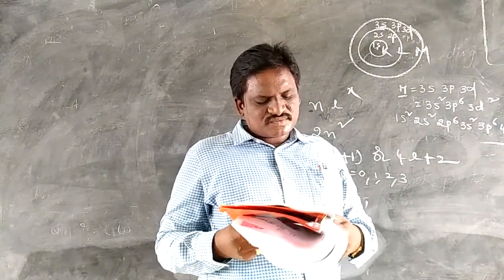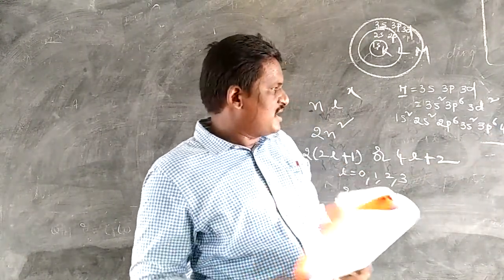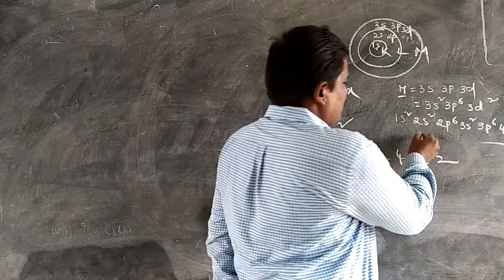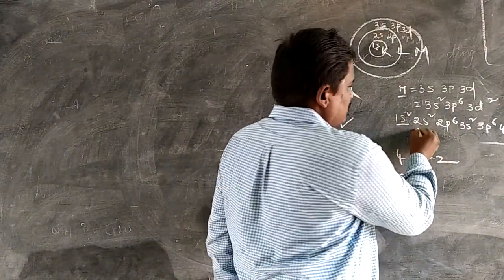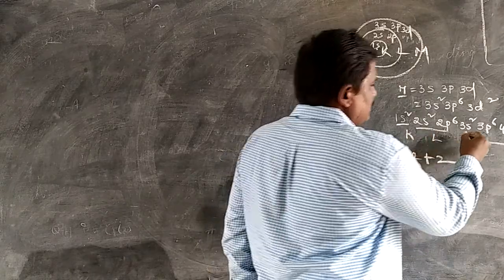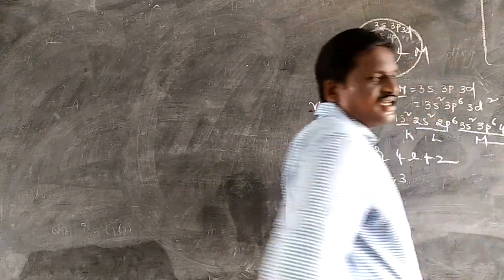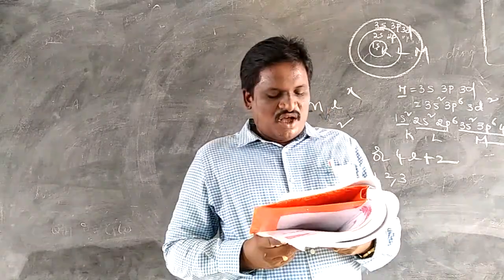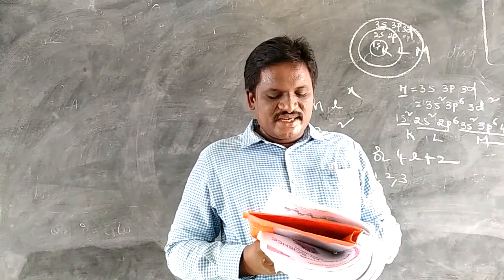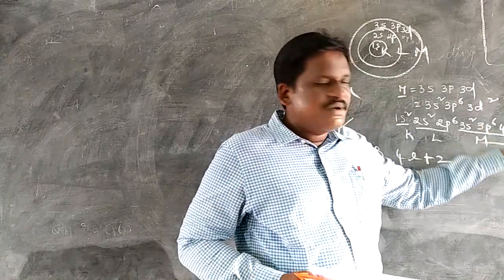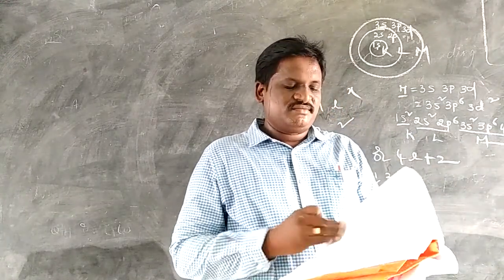First question. Which one is the outermost shell? This one is K shell. This one is L shell. This one is M shell. Outermost shell is N shell. How many electrons are there in the outermost shell? 3d2. How many electrons? 2 electrons.